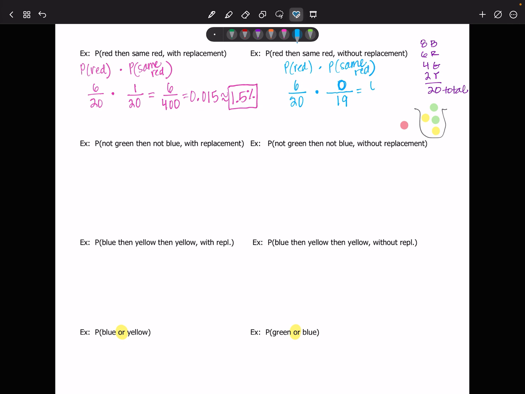And then when you multiply straight across, you get 0 over 380, which is 0. Multiply that by 100 and you still get 0%. It's not possible. So 0% means it is not happening. I'm going to say not possible though, because that sounds more mathematical, but it's not happening. It would have to be magic.